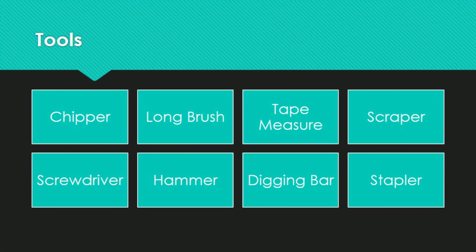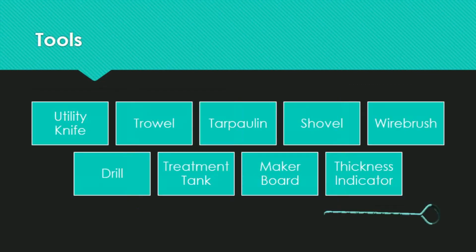Then you also need a digging bar, which is a tool that is used to remove boulders from excavation, as well as a stapler for stapling craft paper to poles. And speaking of craft paper, you also need a utility knife that you use to cut the craft paper. And you will also need a trowel if you are not using a brush to apply preservative paste on the poles. You will need a tarpaulin, which is used to heap soil on lawns while digging, and an excavation shovel to dig around the pole or do the excavation.